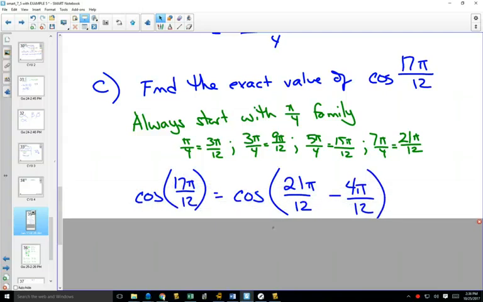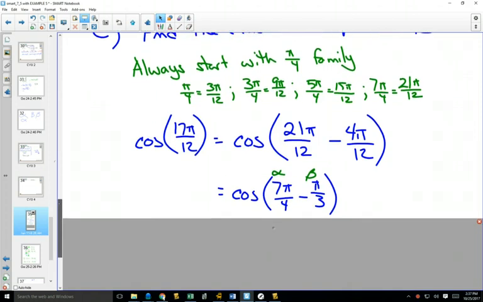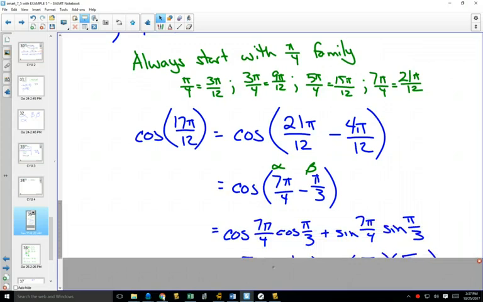I happen to choose 21 pi over 4 minus 4 pi over 12, which is equal to cos of 7 pi over 4 minus pi over 3. You want your alpha and beta to be ones that are on your unit circle, because the next step in figuring this out is to expand this, and you want those to be values you can figure out quickly. If you had pi over 12 in there, but if you have 1/2 pi over 6 in here, which is pi over 12, you still don't have that value easy. Whereas cos of 7 pi over 4, I know it's root 2 over 2.